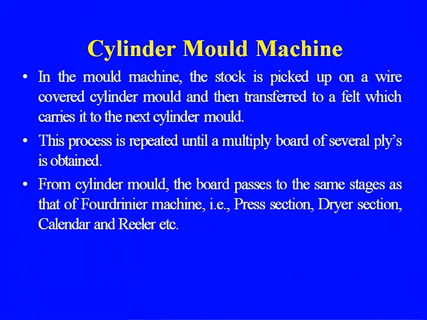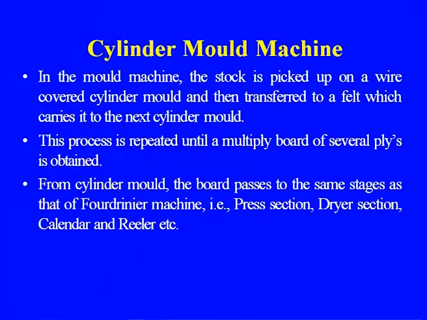So uniflow cylinders may be there, counterflow cylinders may be there. So both types of mold cylinder we are using. In the mold machine, the stock is picked up on the wire covered cylinder mold and then transferred to a felt which carries it, as I told you, on the felt. On the wire mold machine, the felt is continuously taking the web part of the pulp, and that is transferred from one cylinder to another cylinder. This process is repeated until a multiply board of several plies is obtained. That is what is needed, duplex board, triplex board.